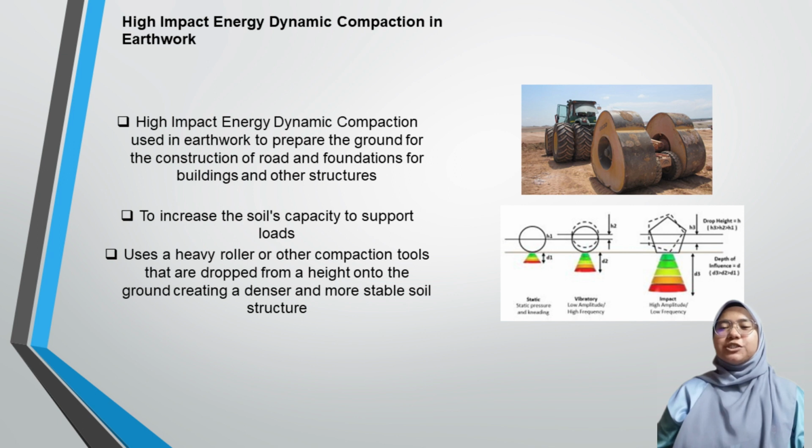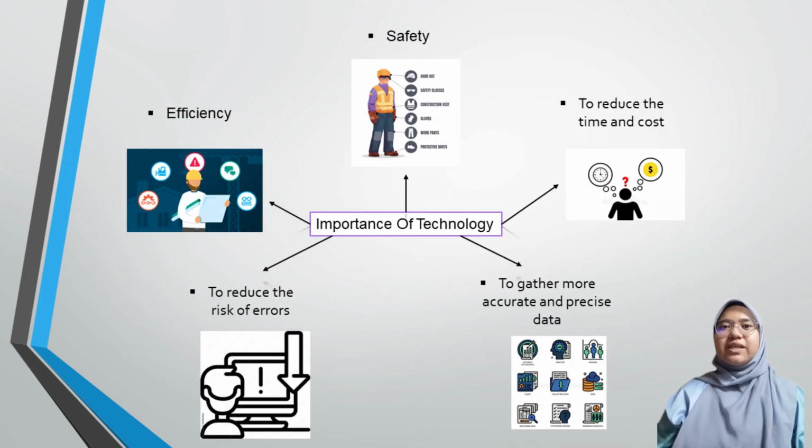more stable soil structure. We can conclude that there are a few importances of technology in construction, such as safety, efficiency, reduced risk of errors, more accurate and precise data, and also reduced time and cost of our project.